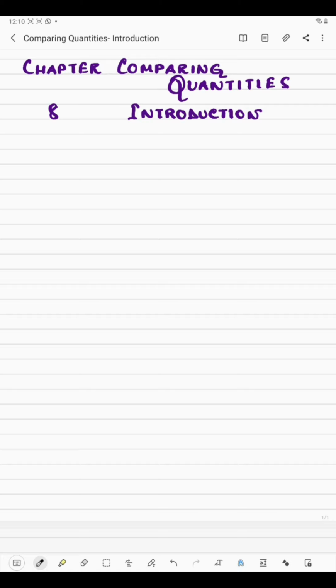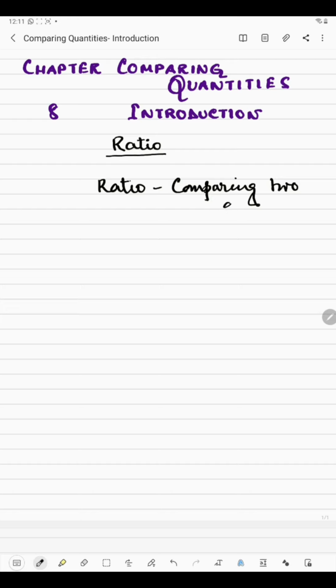At first we have ratio. Now what is ratio? Ratio means when we compare two quantities, okay? Ratio means comparing quantities.